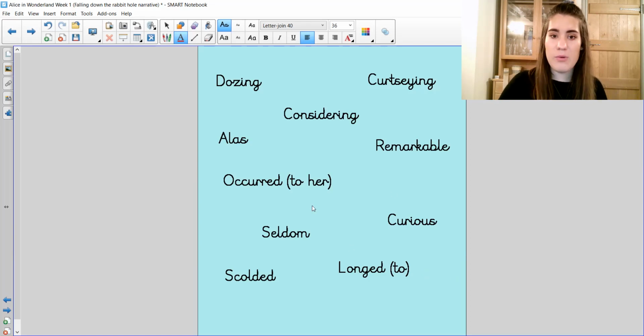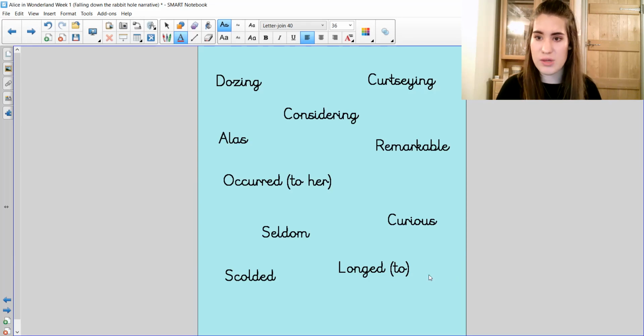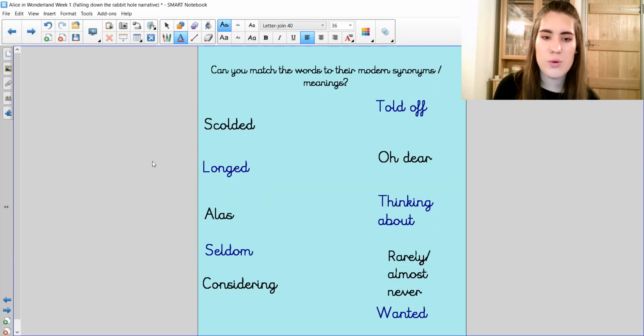Maybe not. Which is why it's really important that we have a go at practicing using them in context, which means practicing using them in sentences. So just to get us warmed up then, I have chosen five of our words, and I've also given you the modern meanings or synonyms, which means words or phrases that mean the same thing. Can you have a go at matching these words down here to these words down the side here? Pause the video and then you can unpause when you've had a go.